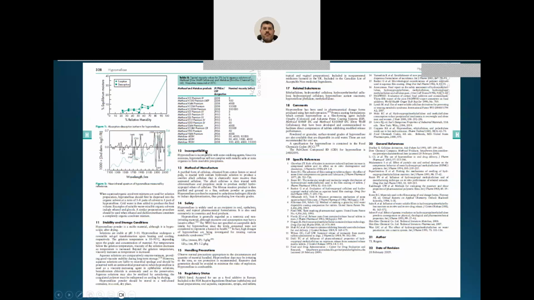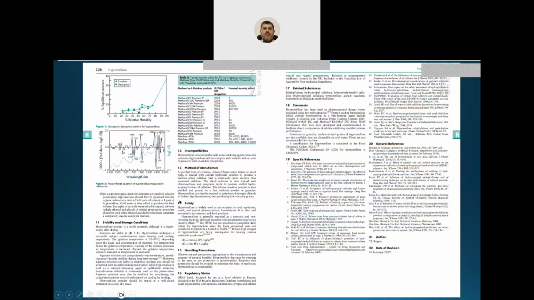It gives information about incompatibilities. So once you review this information, you can exclude active ingredients or other excipients that may have incompatibility with this one. So if it is suitable to use with your active ingredient, you can use it. If it's not suitable, then you try to find an alternative to use in the formulation.